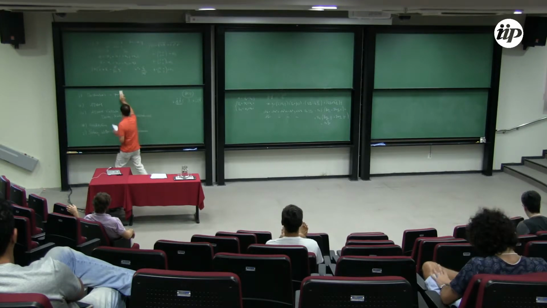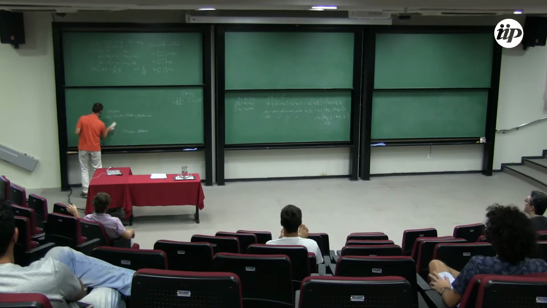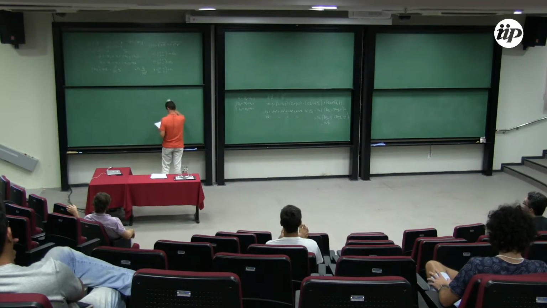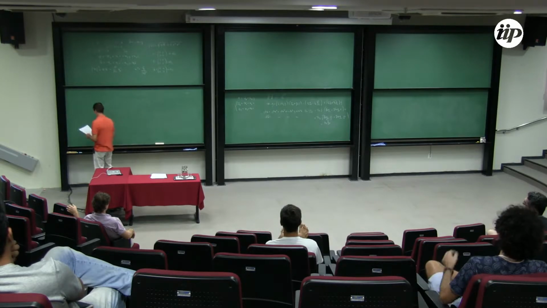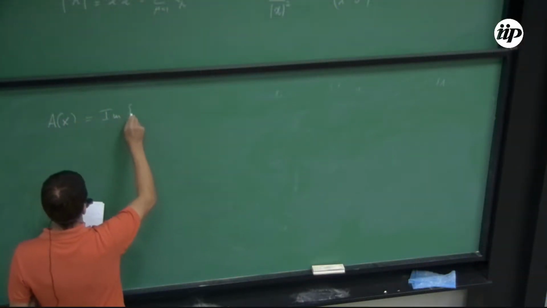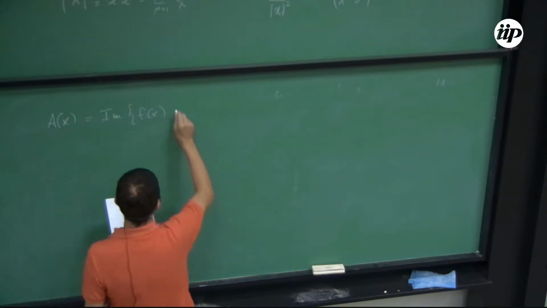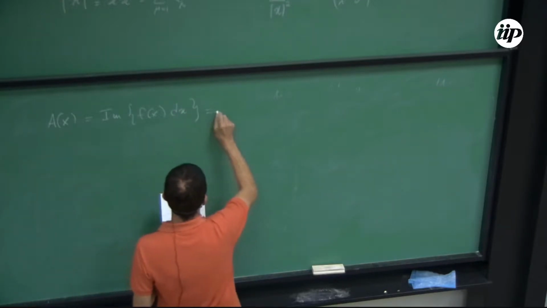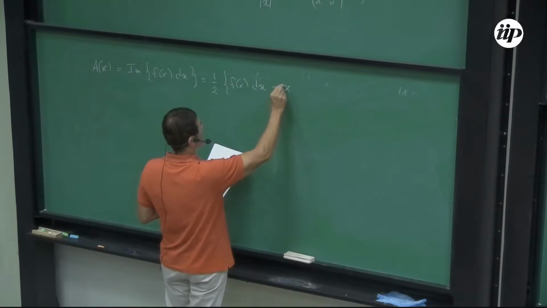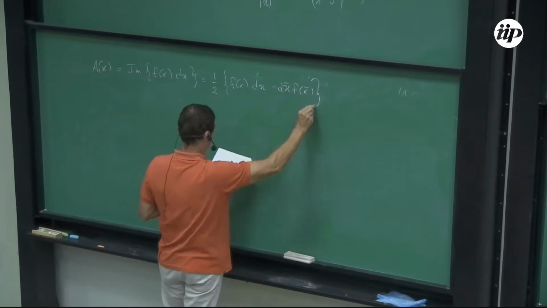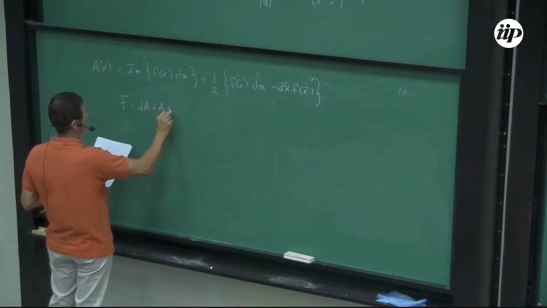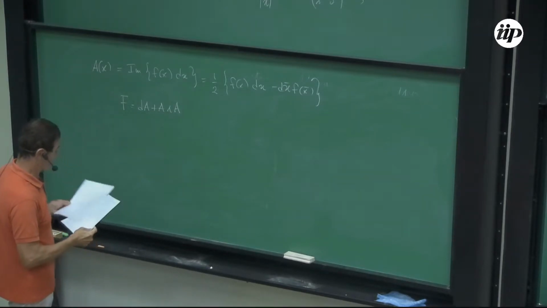Now it's time to discuss the gauge field. I will show you that the gauge field A of x can be written like imaginary part of a certain function of quaternions, we'll see what it is, times dx, and this also can be written like 1/2 f of x dx minus dx bar f of x bar. We will do this by expression. And F will become dA plus A wedge A. And this is a formula that you know very well.